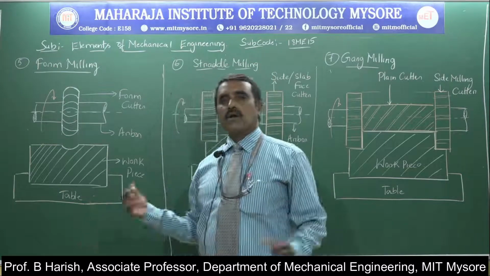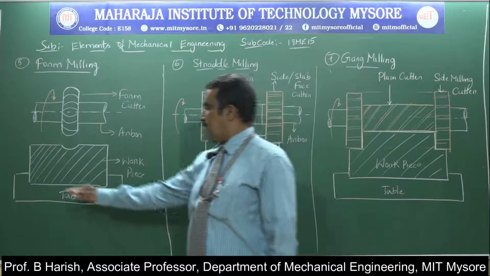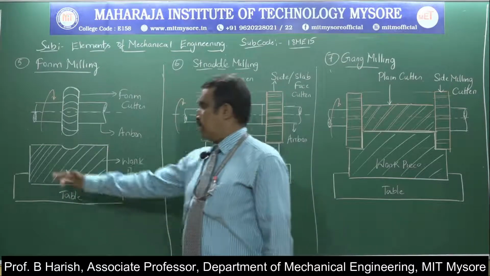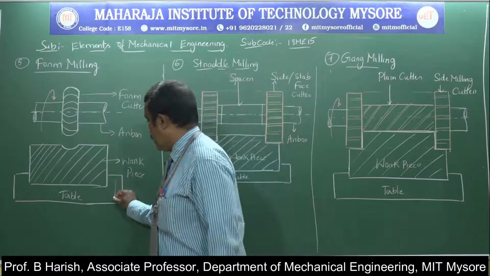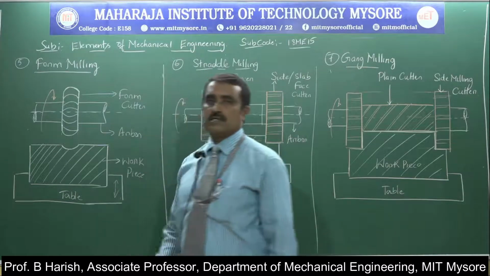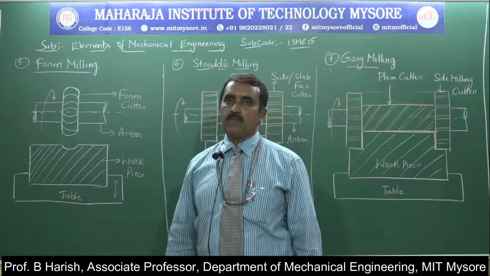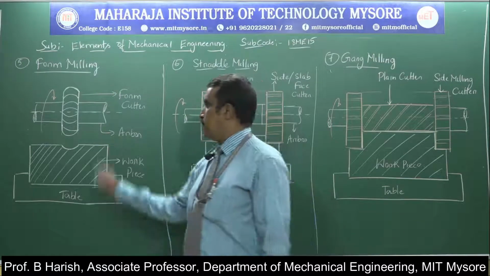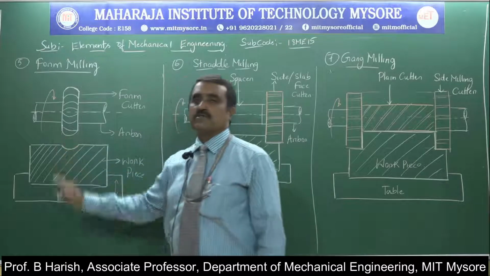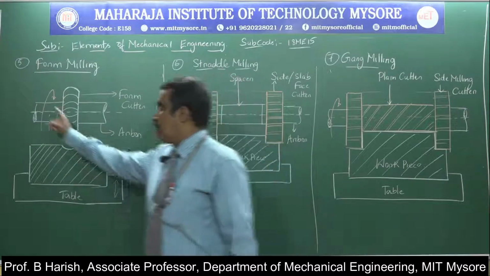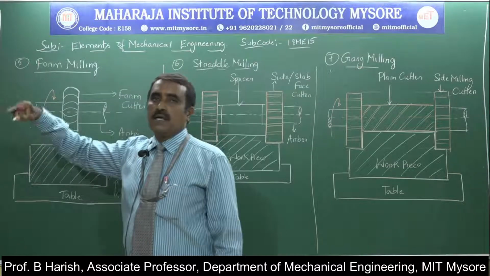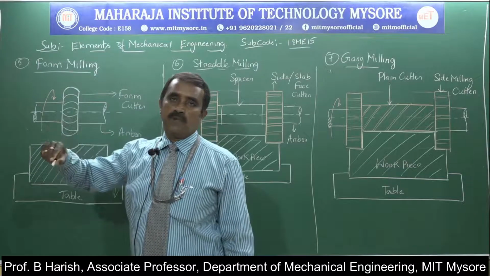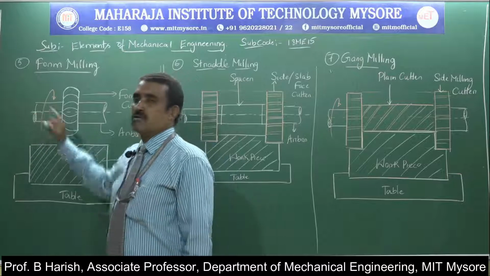Then coming to how the operation is performed. As usual you will have a table, and on the table the workpiece is fixed. This table can be moved in the vertical direction, up and down. The form tool is fixed on the arbor. The arbor, as you know, is connected to the spindle on one end. The spindle receives the motion from the motor and starts rotating.